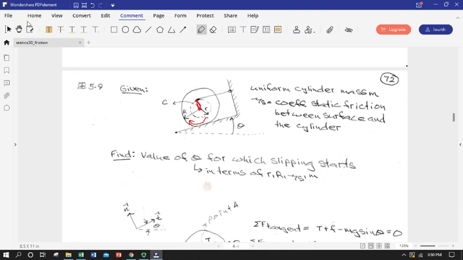So the aim of the problem is to find what is the maximum angle at which we're going to start getting slip, and we're going to find that in terms of all of the variable expressions in the problem, so we don't have to do any calculations. It's a lot easier. Okay, so at what point does slipping start? And we've been given a coefficient of static friction between the cylinder and the ramp of mu sub s. It's some dimensionless number.